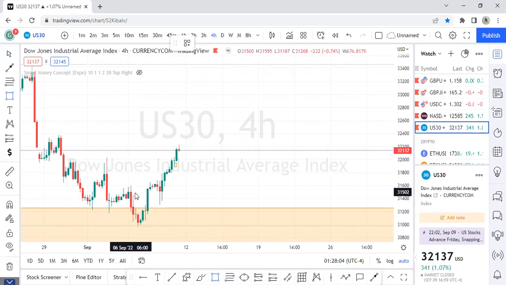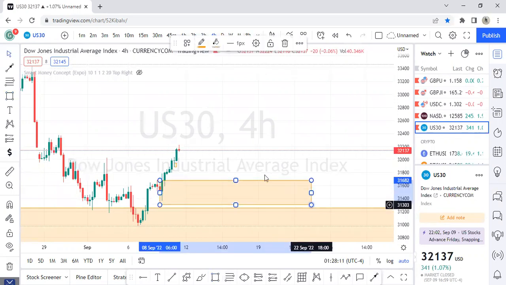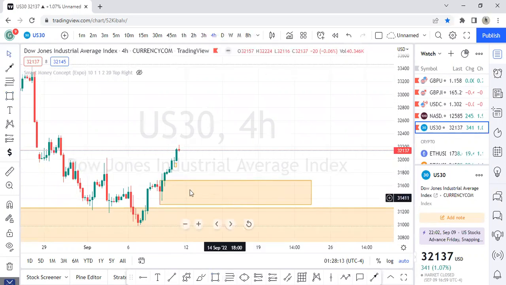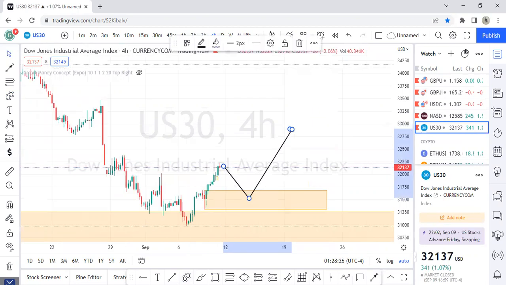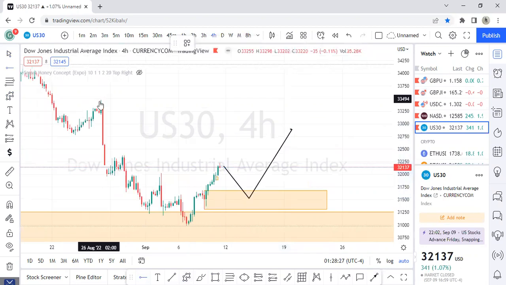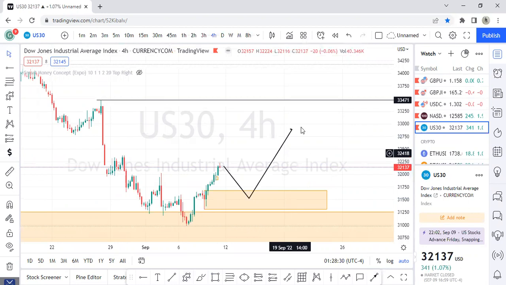For our pullback, this has been mitigated already, so look for our pullback inside there. The market should eventually come here. You can look out for that pullback into this zone, and then we take price higher, right? Let us see if we can have that pullback into here. And where will our targets be? Our targets will be this high, obviously. This is the high we should be looking at.